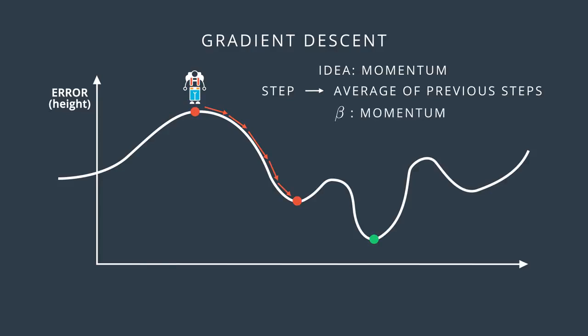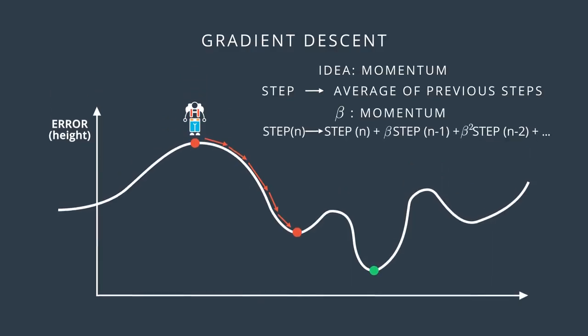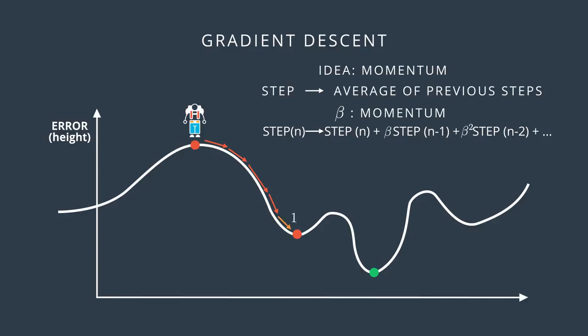Momentum is a constant beta between 0 and 1 that attaches to the steps as follows. The previous step gets multiplied by 1, the one before by beta, the one before by beta squared, the one before by beta cubed, etc. In this way, the steps that happened a long time ago will matter less than the ones that happened recently.